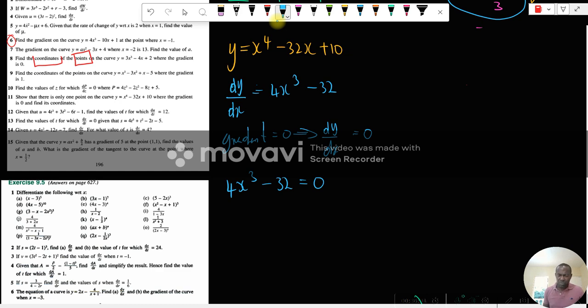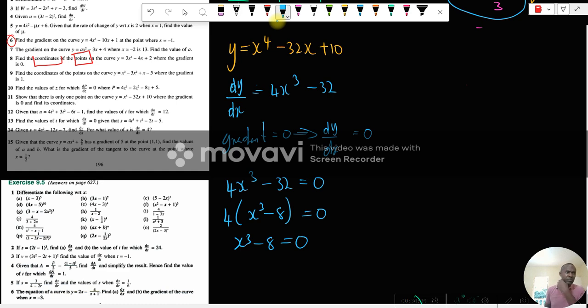The HCF of 4 and 32 is 4. So first of all, let me factor out 4. We get x cubed minus 8 is equal to 0. We can divide through by 4 now, and this means that x cubed minus 8 is equal to 0.